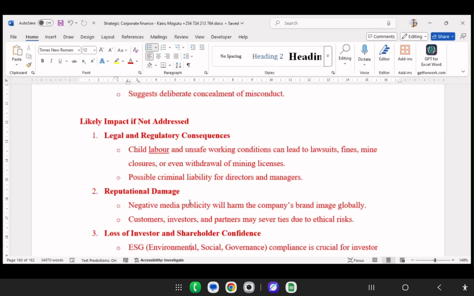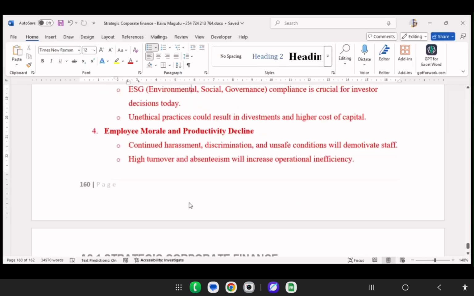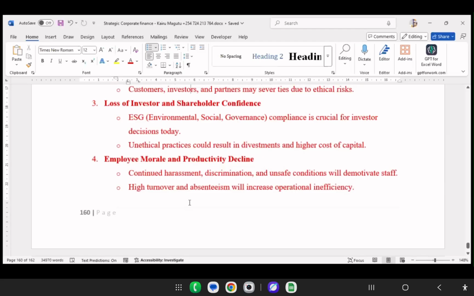The other one is reputational damage. Negative media publicity will harm the company's brand image globally. Customers, investors, and partners may sabotage due to ethical risk. The other thing is the loss of investor and shareholders' confidence. We talk of ESG, environmental, social, governance compliance, which is crucial in investor decisions today. Unethical practices could result in divestment and a higher cost of capital.